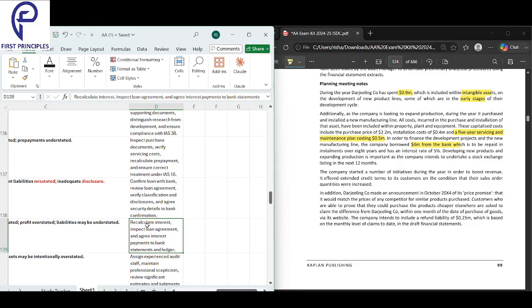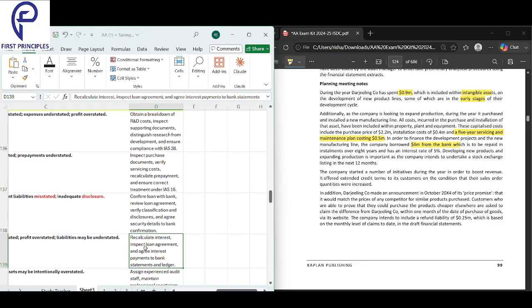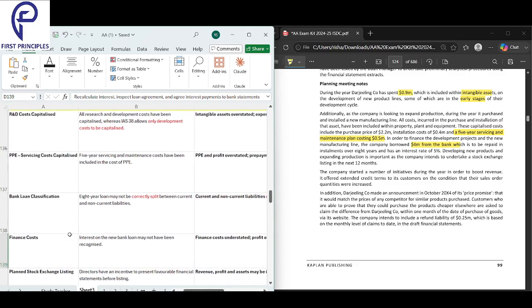First of all, recalculate the interest. Second, inspect the loan agreement. In the loan agreement, whatever numbers are there, you look into that and compare the numbers to the interest payment as per the bank statement and the ledger. Inspect the interest payment against the bank statement and the ledger just to ensure the correct finance cost has been paid.